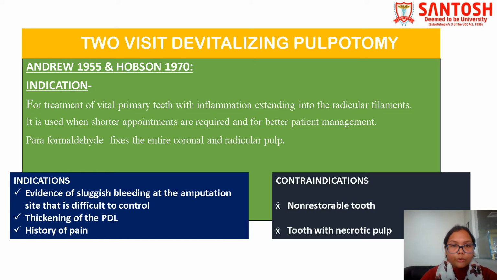Now coming on to the 2-visit devitalizing pulpotomy. It is indicated when there is sluggish bleeding at the amputation site that is difficult to control, if there is a thickening of the periodontal ligament, and if there is a history of pain. The contraindication is a non-restorable tooth and a tooth with necrotic pulp. It is the contraindication for the entire pulpotomy procedure.